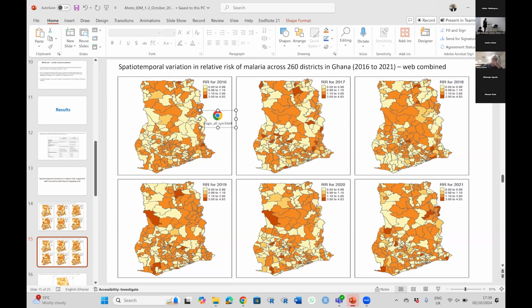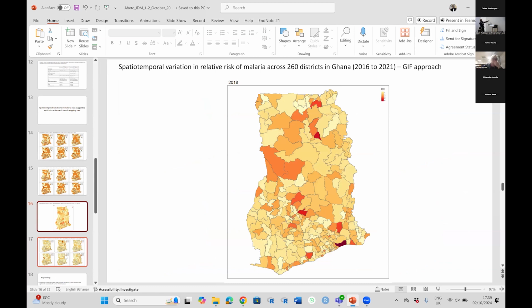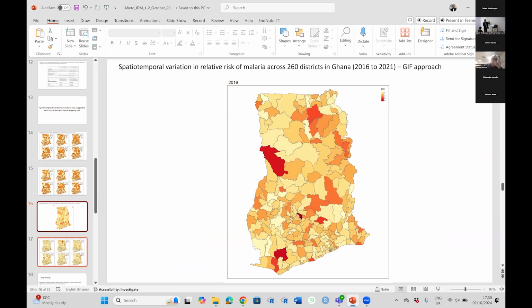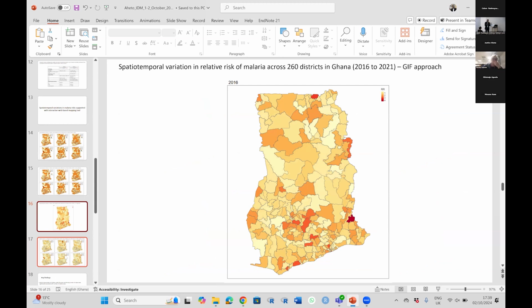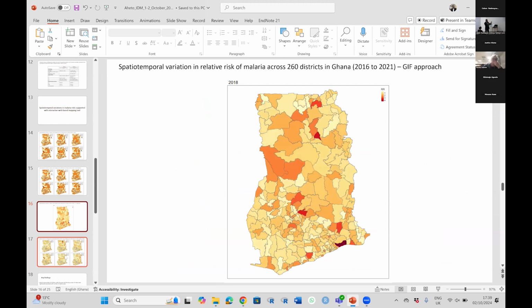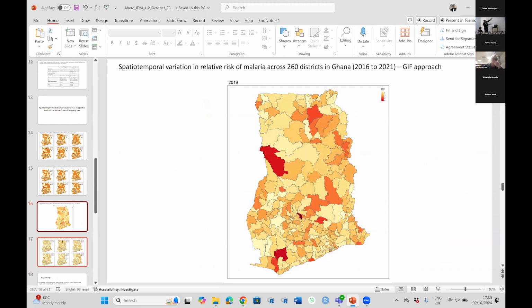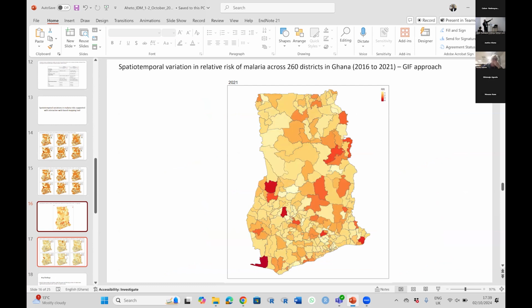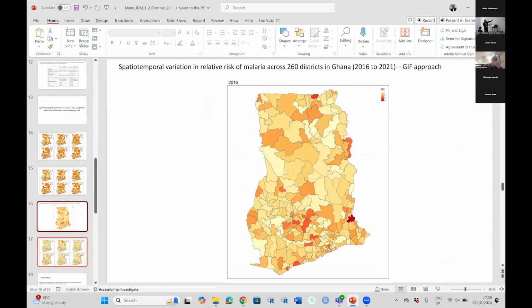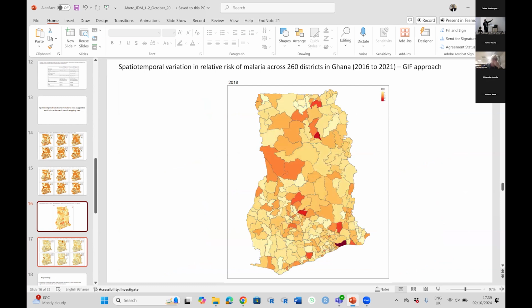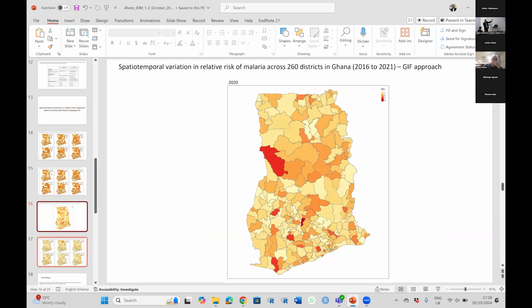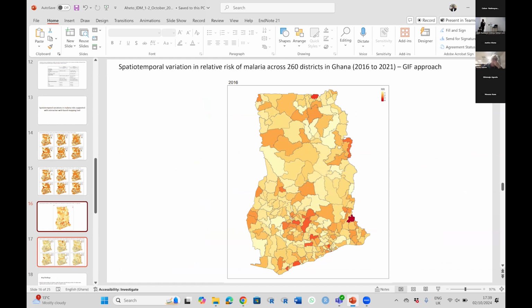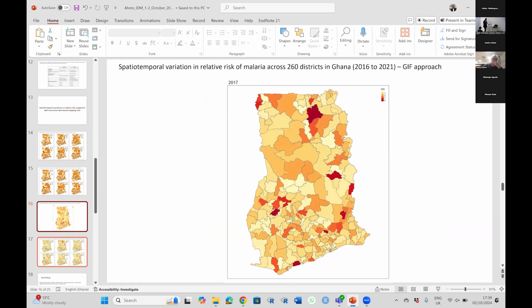Now, I also want a situation whereby policymakers don't want to be seeing all 6 maps together. They just want to see a single map like this, and the map will be changing by itself for them to know either the transmission is stable across the districts over time or it's not stable. So as you can see, we're watching the top as well. The year is changing, and the colors keep changing. It's an indication that the transmission of malaria across districts in Ghana is not stable over time. There's some amount of variation, as you can see clearly. And that one is a graphic interchange format.